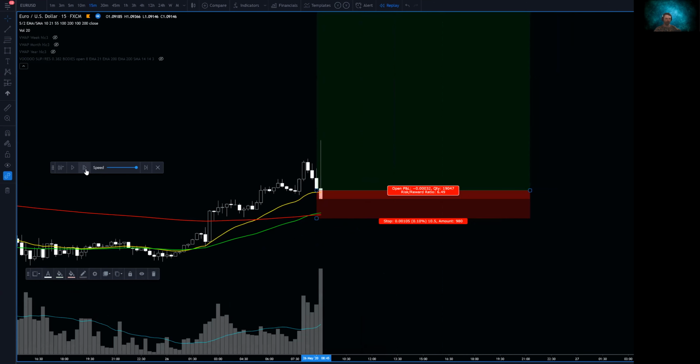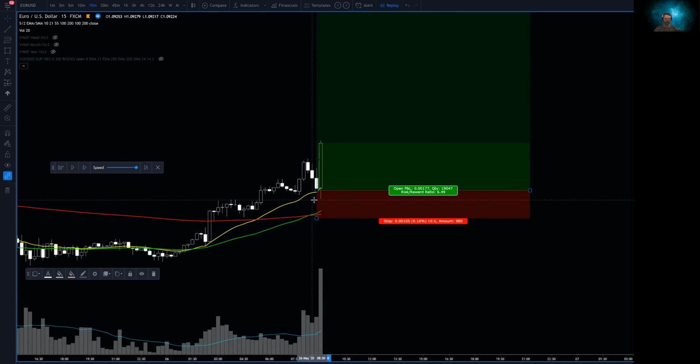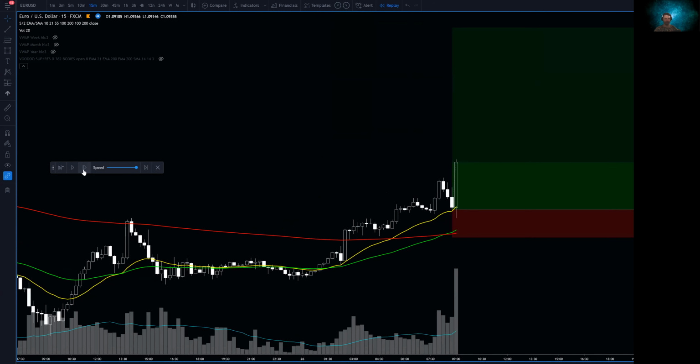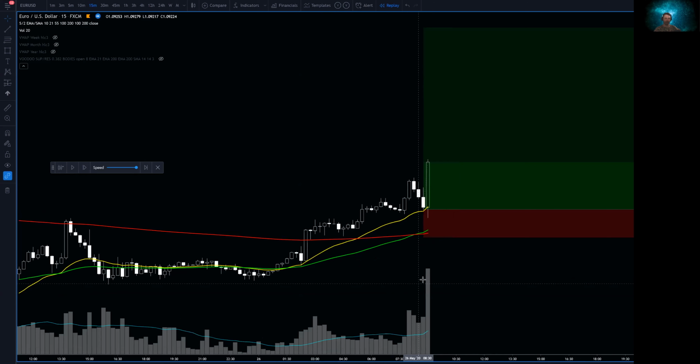And as you can see, it looks scary for a moment, and this is how the candle looked until it closed. So that's why it's really pointless to look at the candle whenever it's forming.